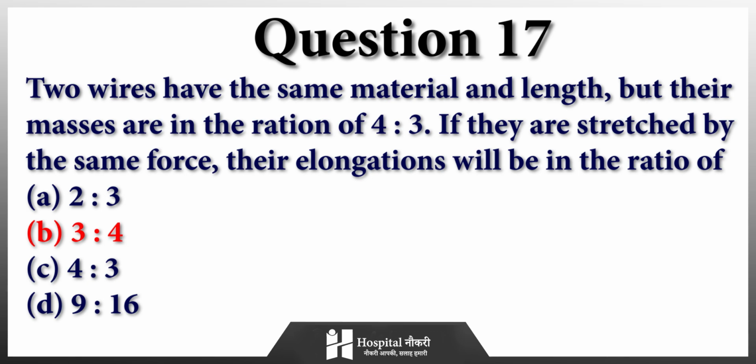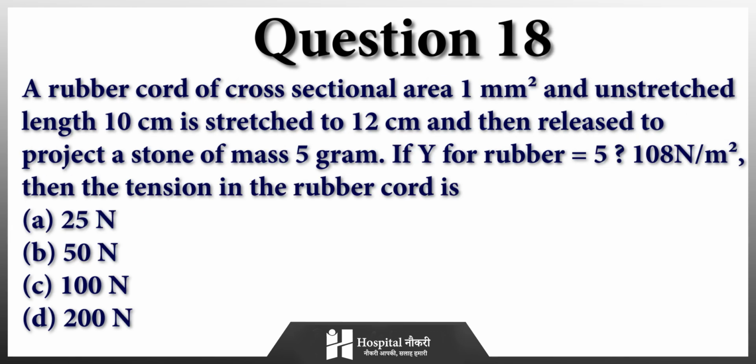Next question is, a rubber cord of cross-sectional area 1 mm square and unstretched length 10 cm is stretched to 12 cm and then released to project a stone of mass 5 gram. If Y for rubber is equal to 5 × 10^8 Newton per meter square, then the tension in the rubber cord is 25 Newton, 50 Newton, 100 Newton, 200 Newton. Correct option is 100 Newton.